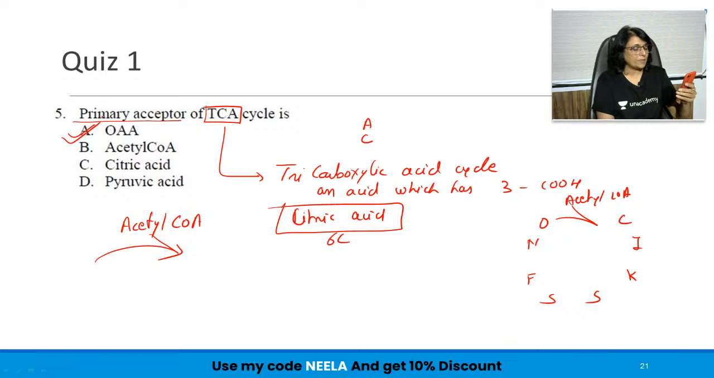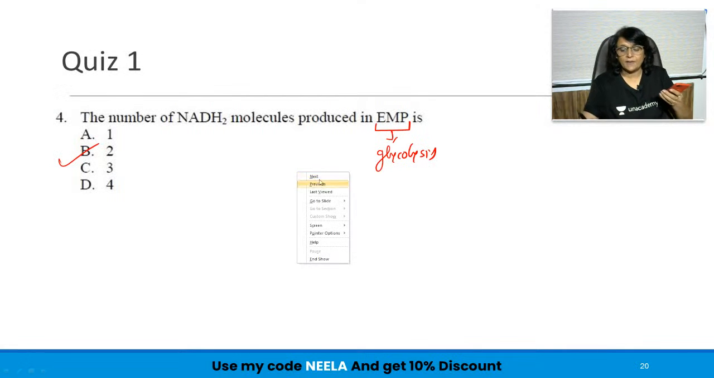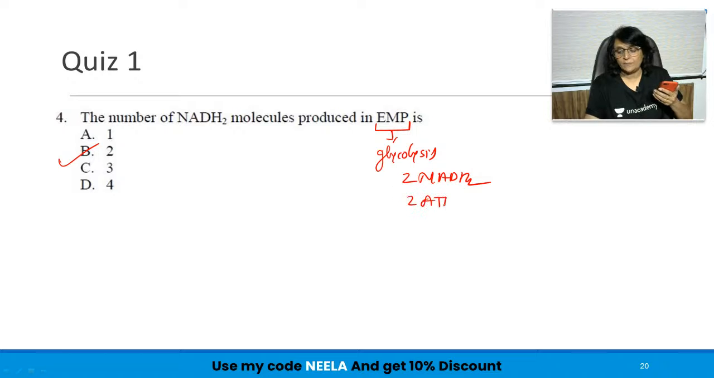Alright, let me go back to the fourth question. Padmavati had some doubts. See, the number of NADH2 molecules in EMP pathway or glycolysis: in EMP pathway or glycolysis, we get 2 NADH2 and 2 ATP. Have you studied glycolysis? Did you study glycolysis, Padmavati? If yes, then you would know this, and if not, then I would suggest that you go through the video which I made on glycolysis. We did a complete 1-hour lecture for glycolysis and we went through each and every step.